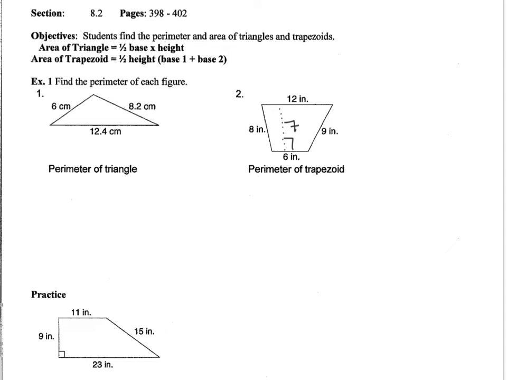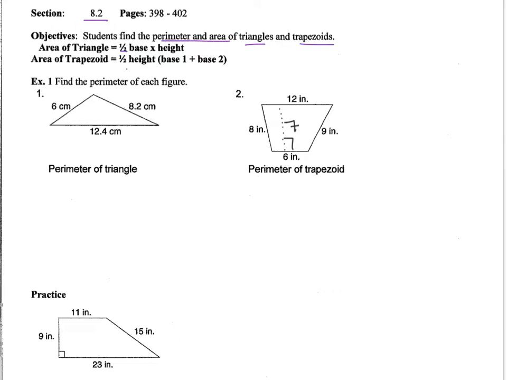Hello, tonight we're going to be looking at 8.2 in our geometry packet. Tonight we're going to find the perimeter and area of triangles and then trapezoids. I like that these two shapes are shown together because there's one thing that these formulas have in common. They both have the 1/2.